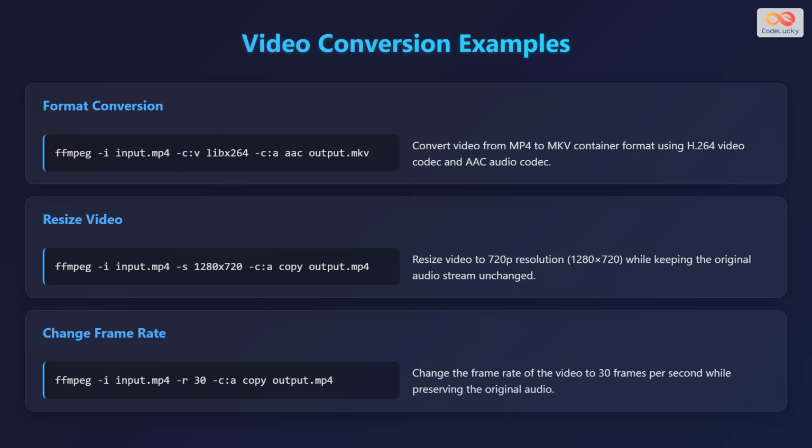you can use the command ffmpeg -i input.mp4 -s 1280x720 -c:a copy output.mp4. To change the frame rate of a video to 30 frames per second while preserving the original audio, use the command ffmpeg -i input.mp4 -r 30 -c:a copy output.mp4.